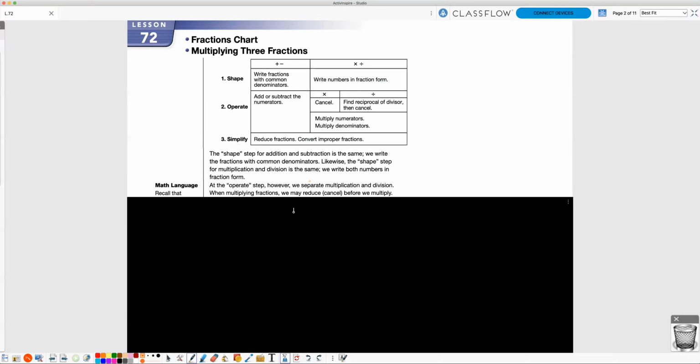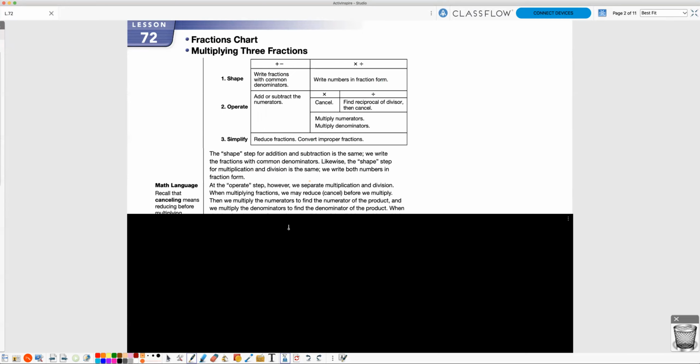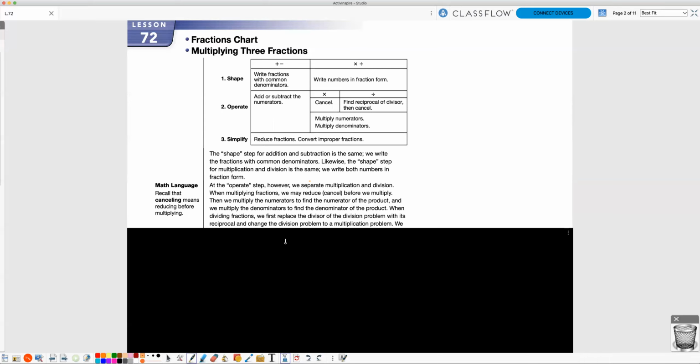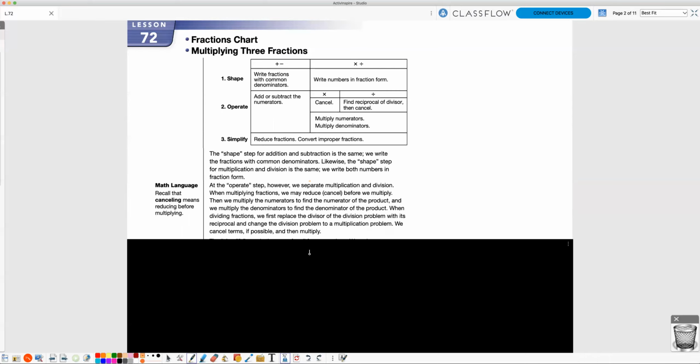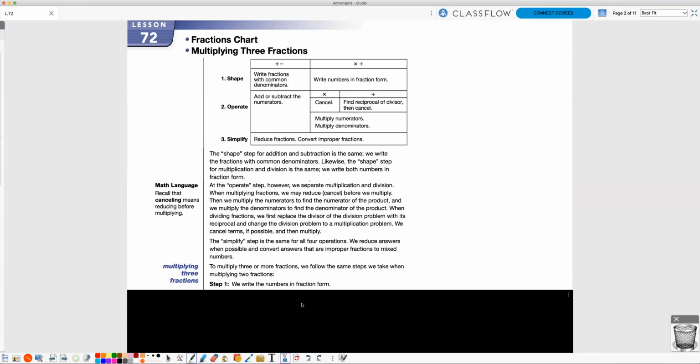When multiplying fractions, we may reduce or cancel before we multiply. Then we multiply the numerators to find the numerator of the product, and we multiply the denominators to find the denominator of the product. When dividing fractions, we first replace the divisor of the division problem with its reciprocal and change the division problem to a multiplication problem. We cancel terms if possible and then multiply. The simplify step is the same for all four operations. We reduce answers when possible and convert answers that are improper fractions to mixed numbers.